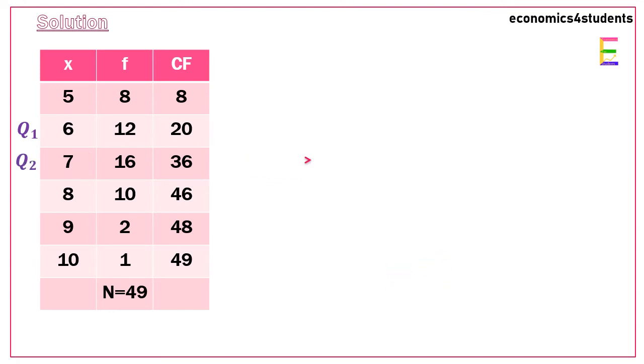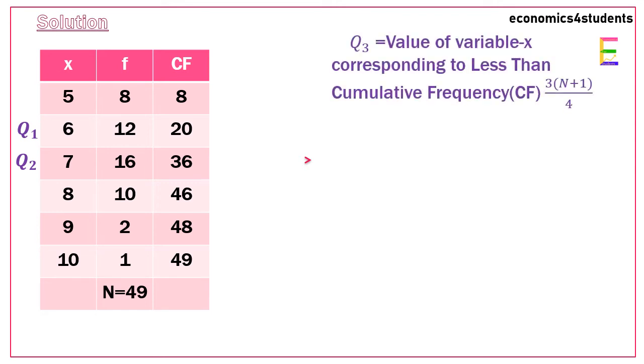We have already found Q1 and Q2. Next, we will find the value of Q3. Q3 is equal to the value of variable x corresponding to less than cumulative frequency 3(N plus 1) by 4.